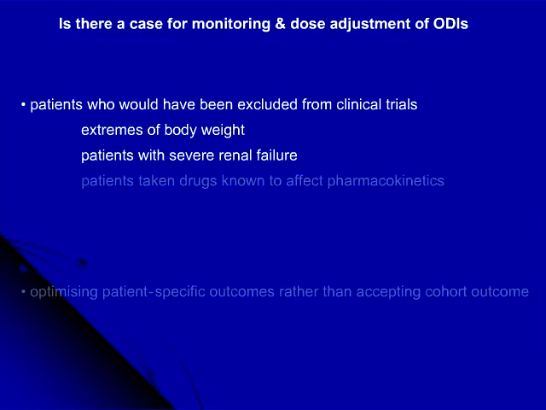For example, patients with warfarin-induced skin necrosis with atrial fibrillation who've got severe renal impairment and need antithrombotic therapy. And patients who take drugs known to affect pharmacokinetics, and I gave the example of anticonvulsant therapy. I think the difficulty is knowing actually what to do.